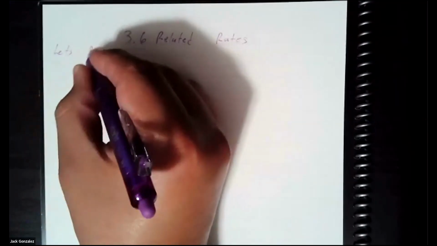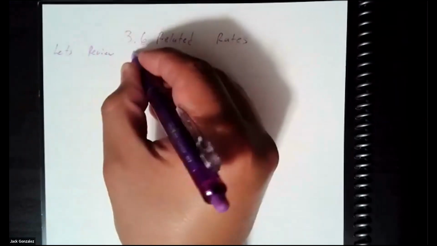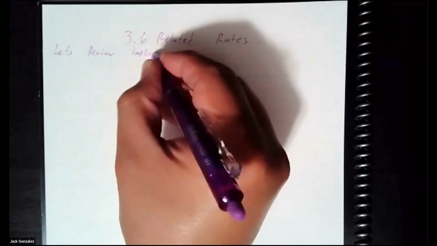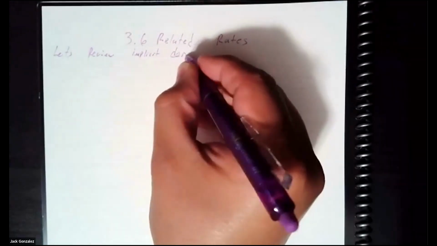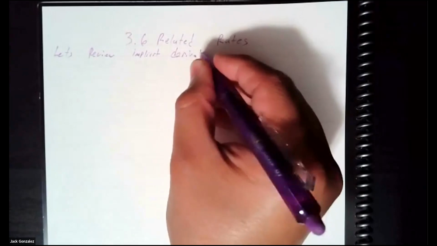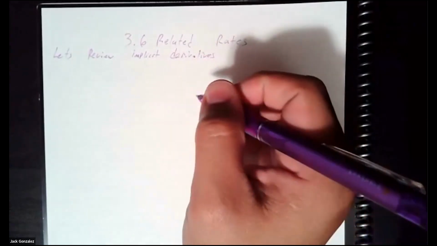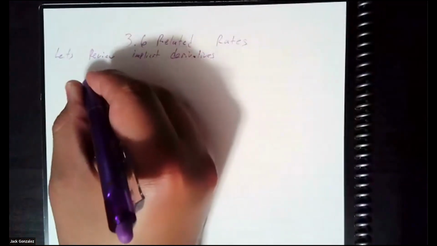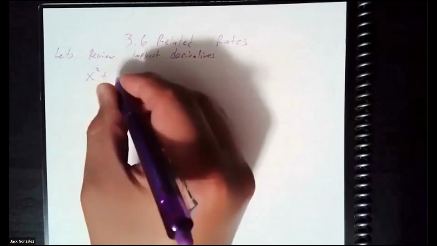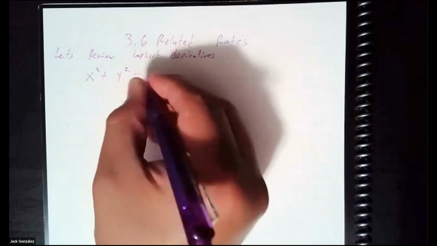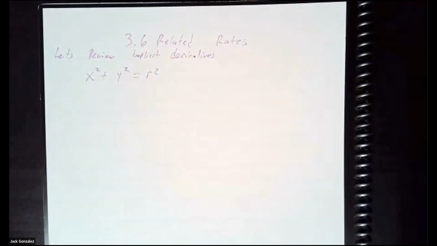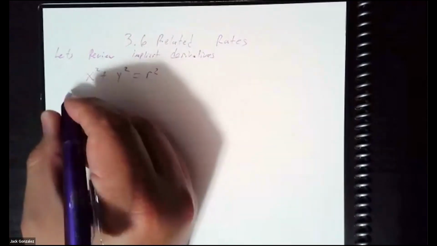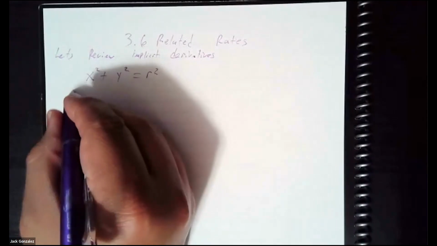Let's review implicit derivatives. But this time we'll do it with respect to time, I guess. So let's start with the basic one. This is probably like a circle type of equation. So we take the derivative with respect to time.